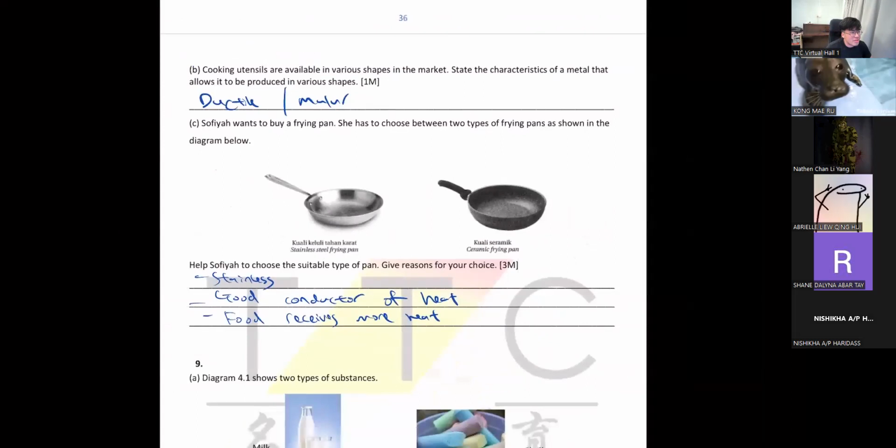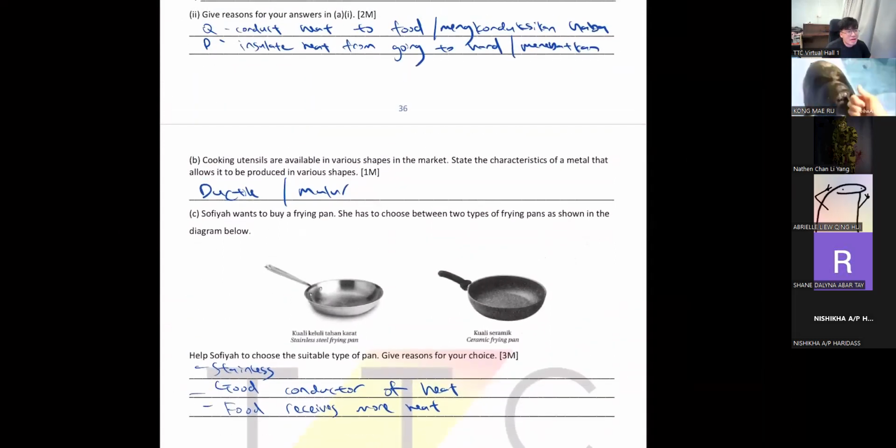For the non-metal, to prevent heat conduction, mengelakkan konduksi haba. You can say this. I mean, menebatkan is the shorter word, if you want.